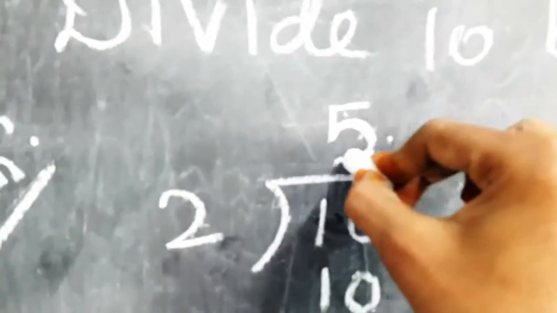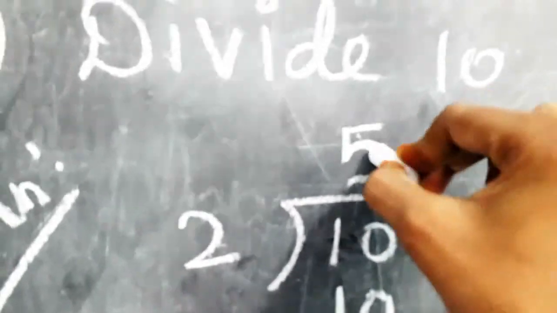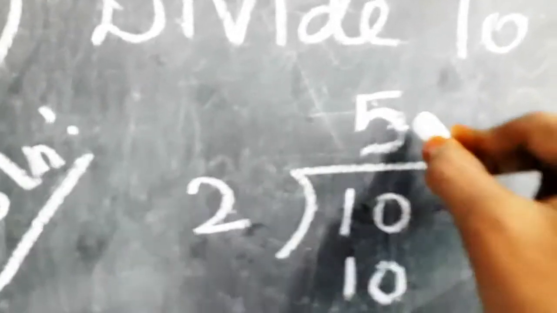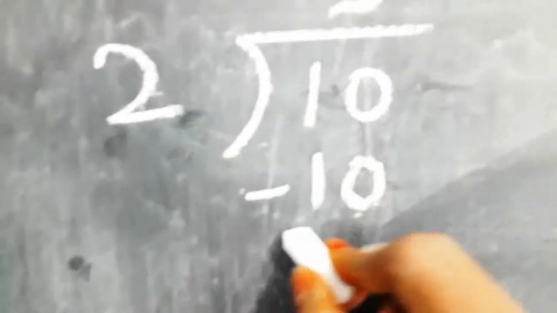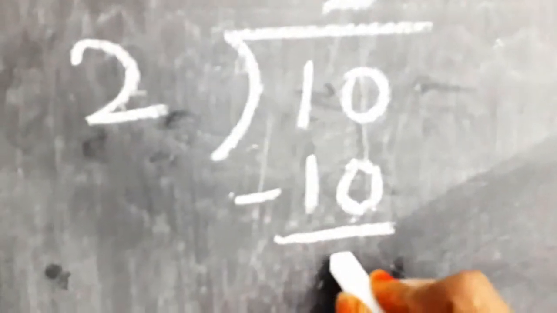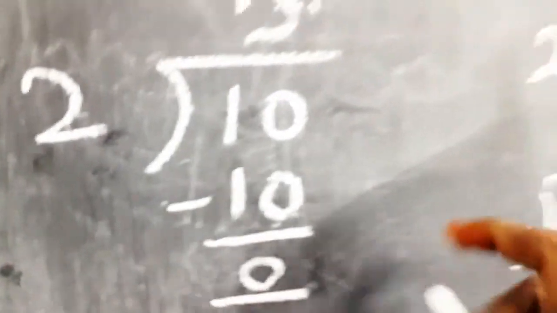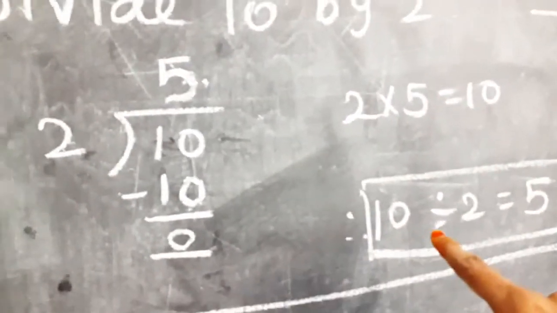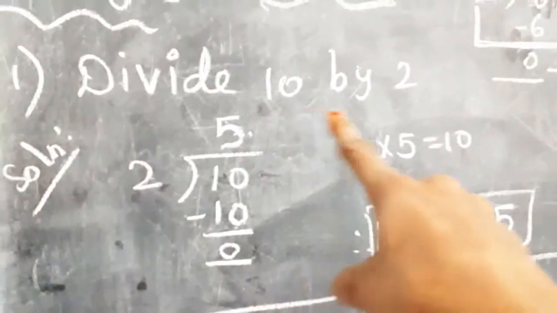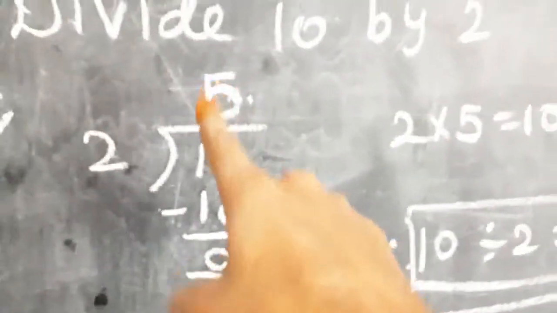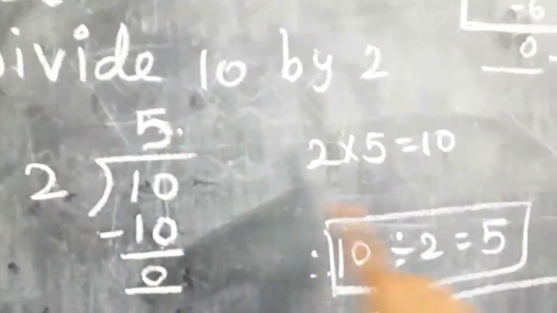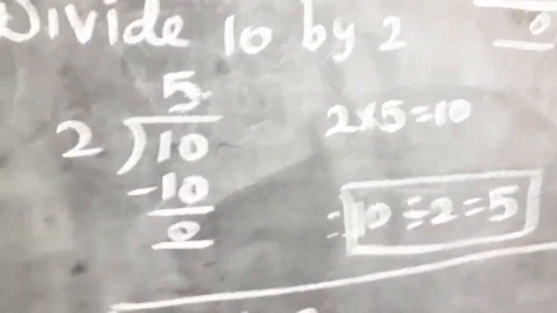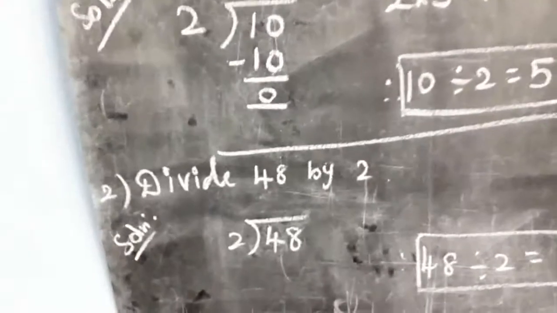So 5 2s are 10. Here 10 is written under the dividend. Now we subtract 10 minus 10. Yes, 0. Therefore 10 divided by 2 is equal to 5. The quotient is the answer.